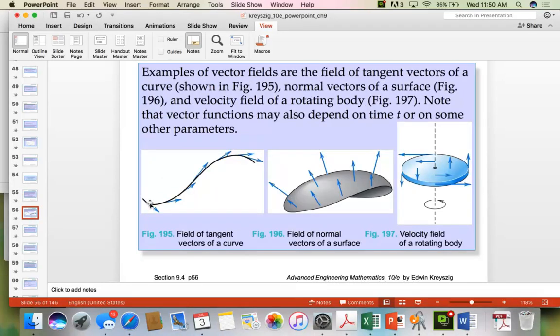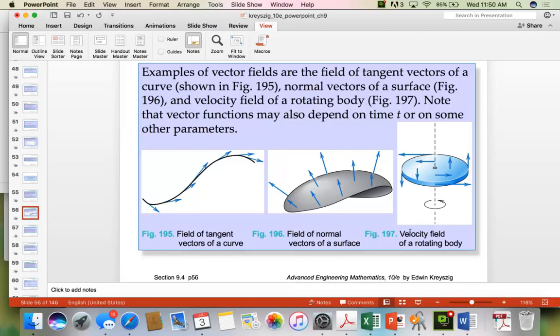So here are some examples of vector fields. This would be, for example, a curve. And if you wanted to look, say, at the tangent to this curve, that's actually defined by a vector. So a tangent line would have both a magnitude and a direction in space based on the magnitude and the curvature of the curve. You can also have, if you have a surface, a vector that's defined by the normal to the surface.